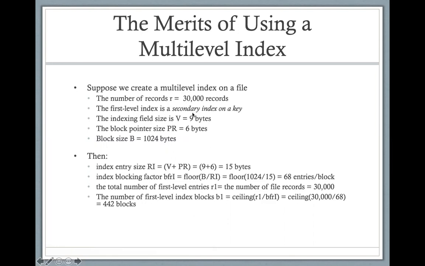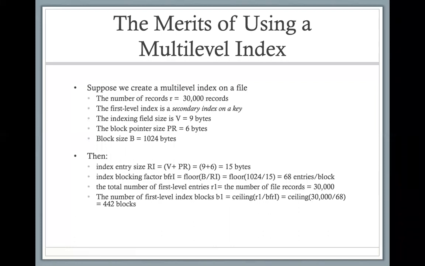So the indexing field size is 9 bytes. So I know that the key is 9 bytes and the block pointer is 6 bytes. And the block size is as before 1024 bytes. Okay, so let's compute how many levels I need to create this multi-level index. That's the exercise we want to achieve.